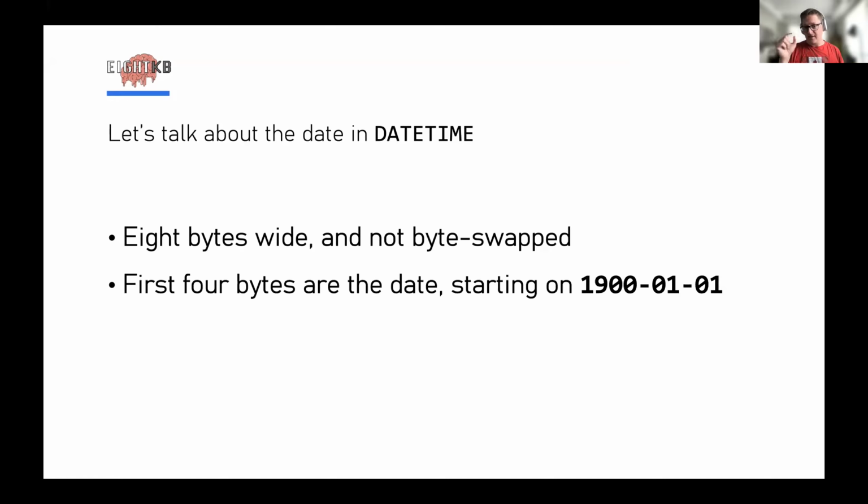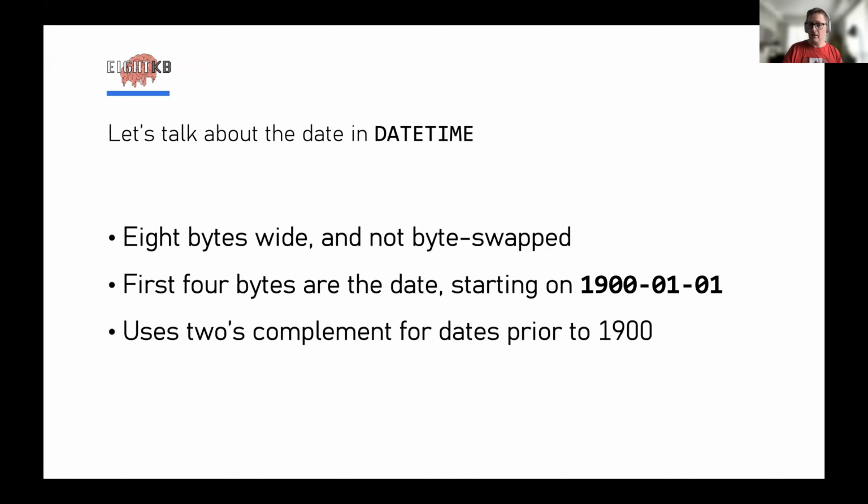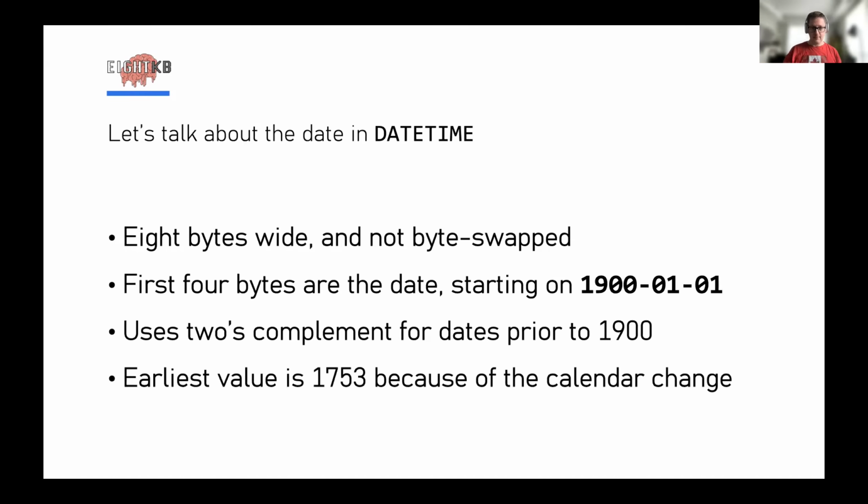The value of 0 is 1900, 1st of January. And if you want to go to 1899, then you use 2's complement for those first 4 bytes. So if you see a value in the date time on disk and it says FF something, then it's before 1900. Cool, huh?